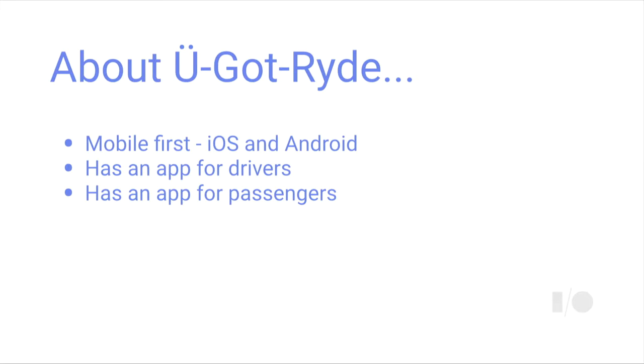Well, the first thing you probably want to do is have an iOS and Android app. This is a mobile-first app. There's an app for drivers. So if you're a driver, you probably want to find out where passengers are, identify them, locate them, go get them, and take them where they're going. And if you're a passenger, you want to hail a ride. You want to find a driver to get you where you're going. So that's a basic ride-sharing app.